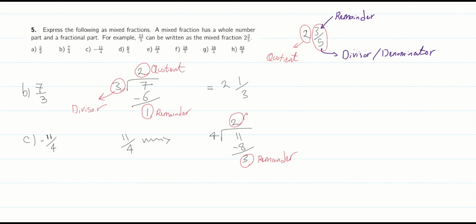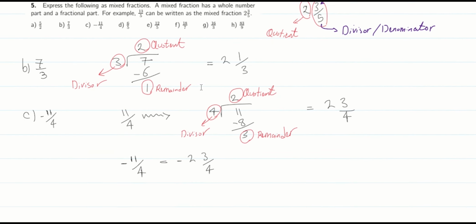Now this would be the quotient. And this would be the divisor. So we can write this as 2, 3 over 4. But since we are dealing with minus 11 over 4, now we have to bring back the negative sign. So we can say that minus 11 over 4 would be equal to minus 2, 3 over 4.